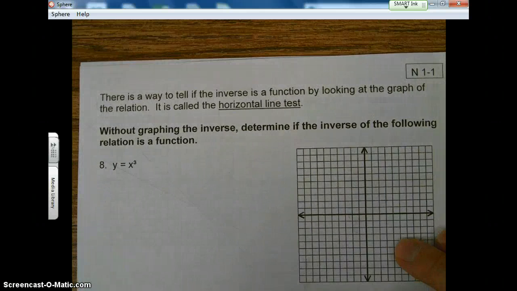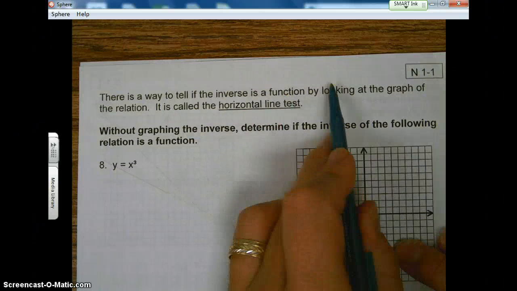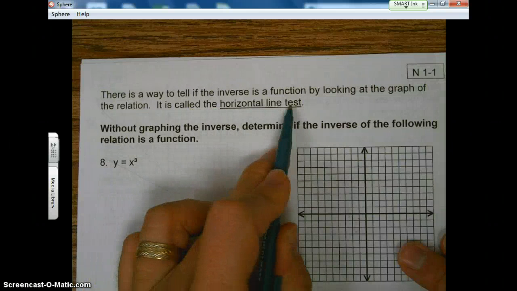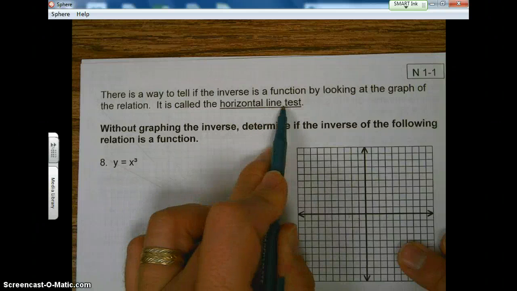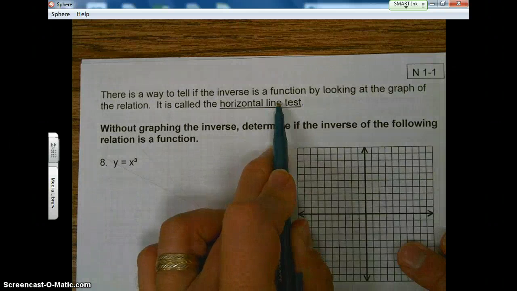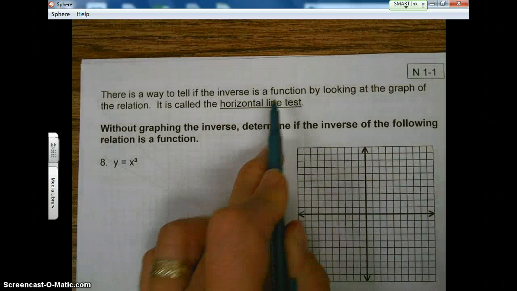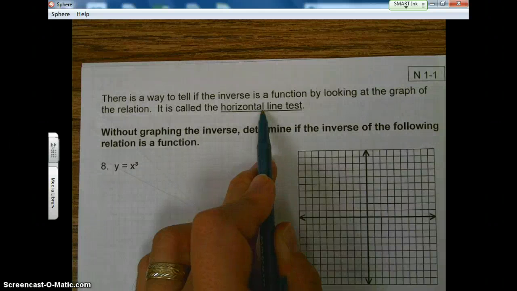It says there is a way to tell if the inverse is a function by looking at the graph of the relation. It is called the horizontal line test. Okay? Do you remember the vertical line test? Remember, the vertical line test determines whether or not a relation is a function. Okay? Now, if it passes the horizontal line test, then we know that the relation has an inverse.